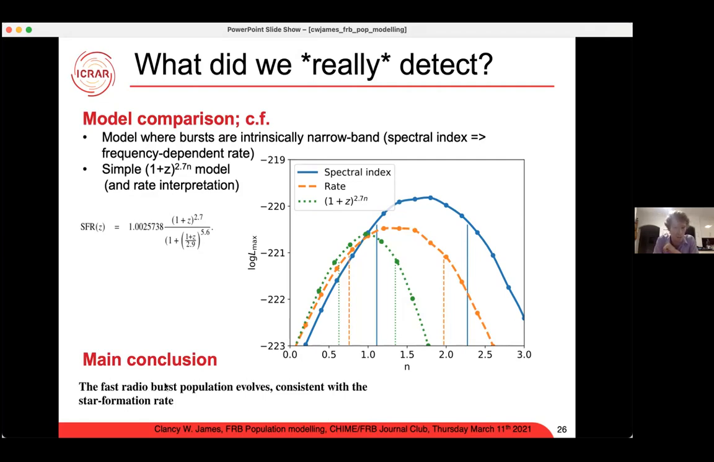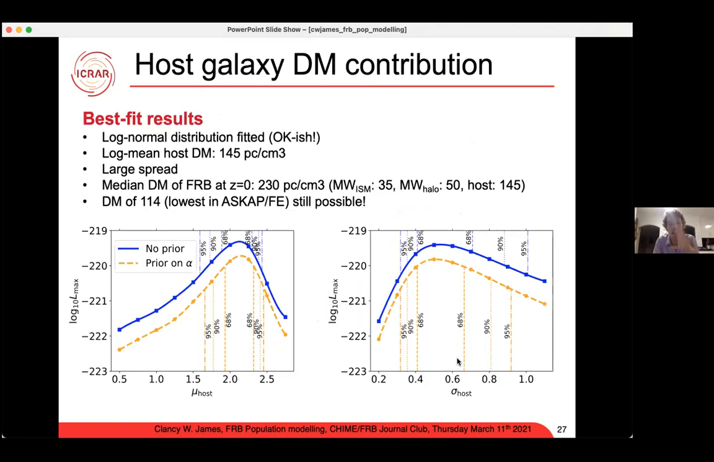And so the main conclusion is that yes, the FRB population is definitely evolving with redshift. It's consistent with the star formation rate, maybe a bit faster, but we're not sure that we see a downturn yet. We'll see. Okay, and I'll skip over the fits to the host galaxy DM contribution. I'll just point out that the best fit is a log mean of 145 parsecs per centimeter cubed.